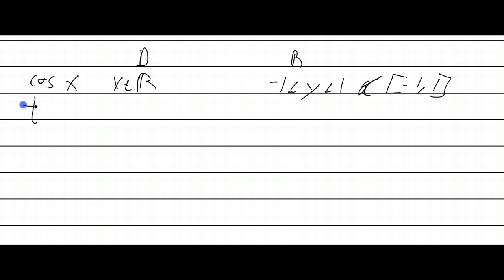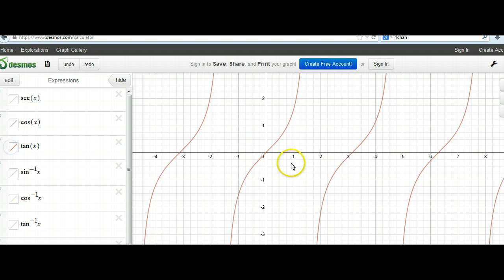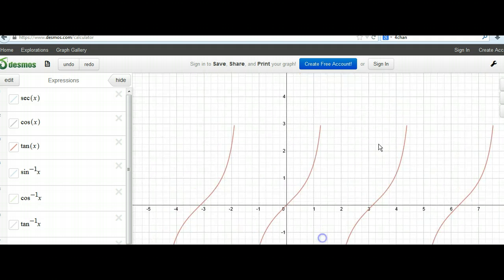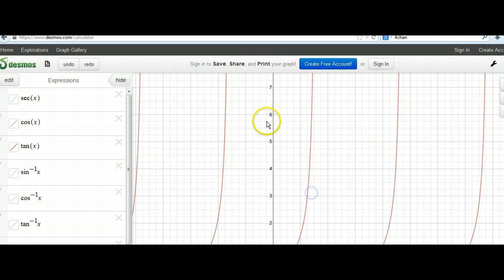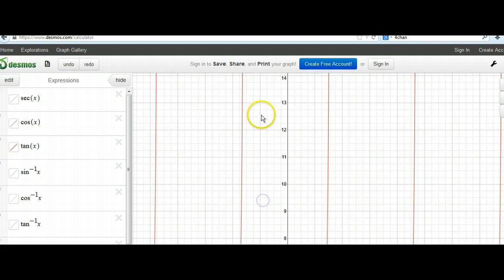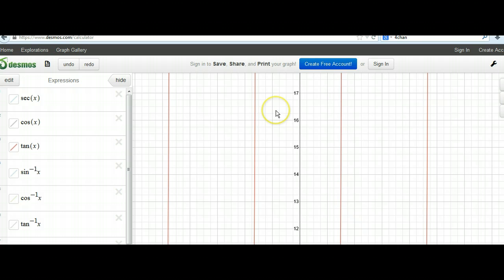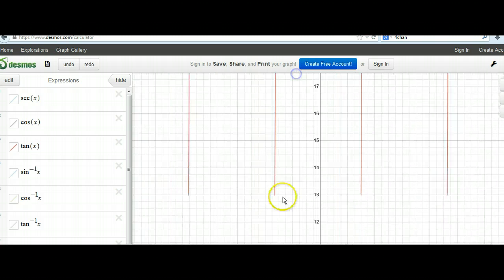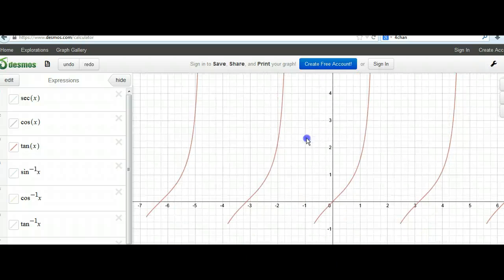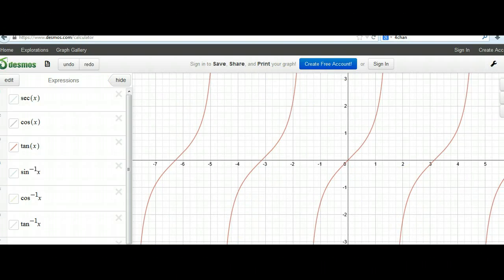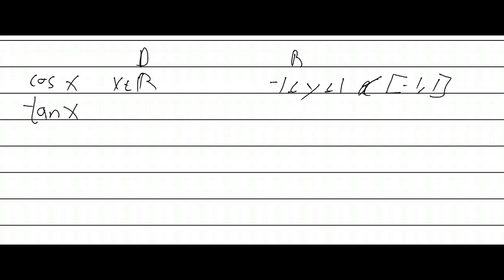All right, so tangent of x. So this is a little bit trickier. So you can see, like, tangent, it goes all the way up, right? So you know your range is going to be -infinity to infinity, but this has an asymptote. Okay. So our range is -infinity to infinity.